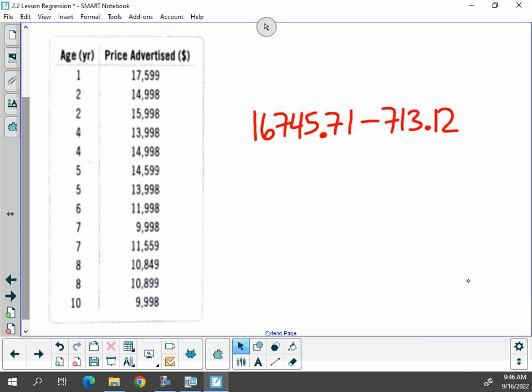So when I'm writing my model, I want to make sure that I'm using context. That's something we're going to do always. And so instead of using X's and Y's, I'm going to actually use the explanatory and response variable names. And so my explanatory variable was age. So instead of writing X, I'm going to write age. My response variable was price. So instead of writing Y, I'm going to write price.